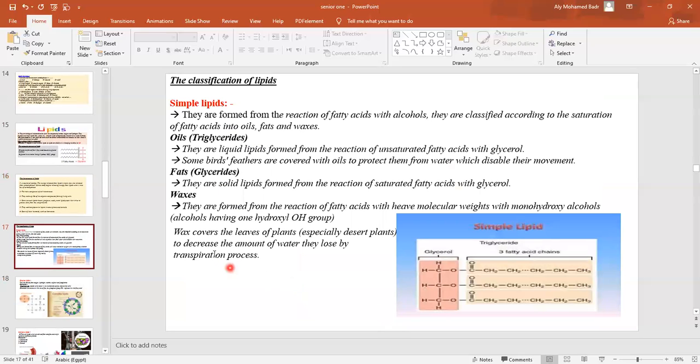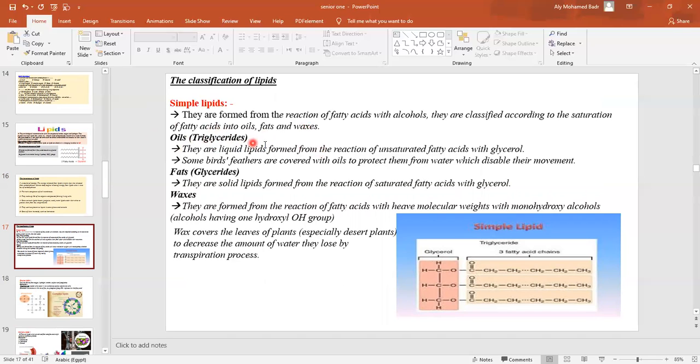Classification of lipids. Simple lipids are formed from the reaction of fatty acids with alcohol. They are classified according to the saturation of the fatty acids into oils, fats, and wax. What is the meaning of saturation of the fatty acid? A fatty acid has a double bond. When it is saturated, this double bond breaks into a single bond.